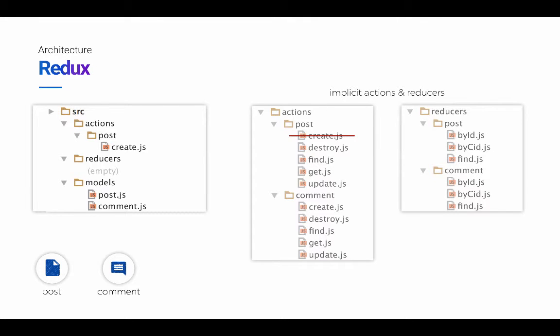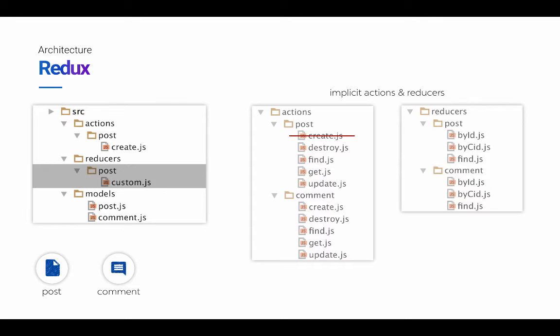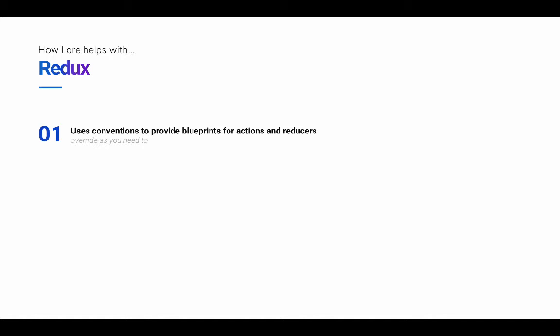Reducers follow a similar pattern, and you can also create your own actions and reducers to extend those provided by the framework. For example, if you were to create a custom reducer under reducers/post/custom, replacing custom with whatever you actually wanted to call the reducer, Lore will pick it up and add it to the list of available reducers for post. To recap how Lore helps with Redux, Lore uses conventions to automatically provide a full set of actions and reducers for any models, which you can then override as you need to.